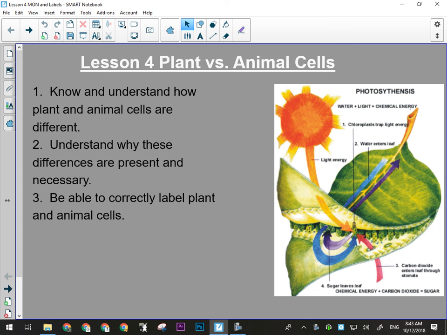Okay, so we need to know and understand how plant and animal cells are different. We need to understand why those differences are present and necessary, and you will get a cell diagram today, and hopefully we will get it completely labeled before class is over. All right, so you'll be getting all of that stuff today.